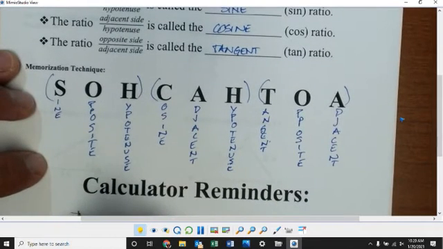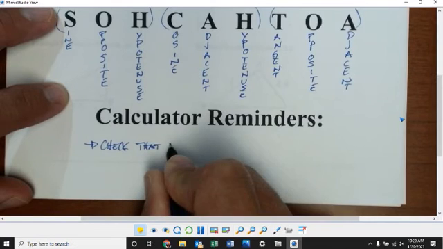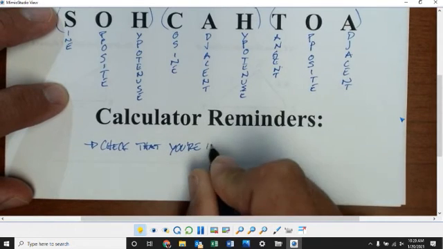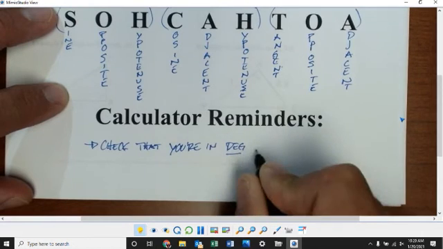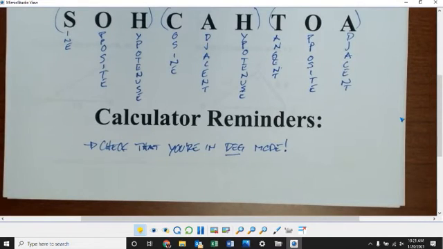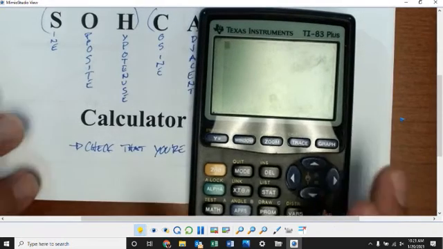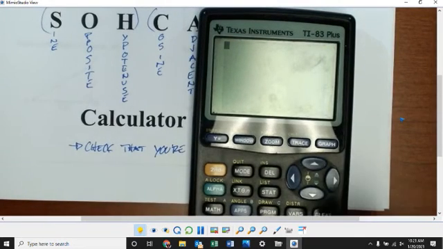Now, at the bottom of this page, it says calculator reminder. So our calculator reminder is always check that you're in degree mode. All right, so there are two different ways that we'll talk about of measuring angles in math. Degrees, which you're familiar with, which we use 90 degrees, 45 degrees, 70 degrees, etc. And then later on we'll learn about radians, which is a different measure. Now, unfortunately, radians is a little more mathematically useful, so all calculators default into radians.